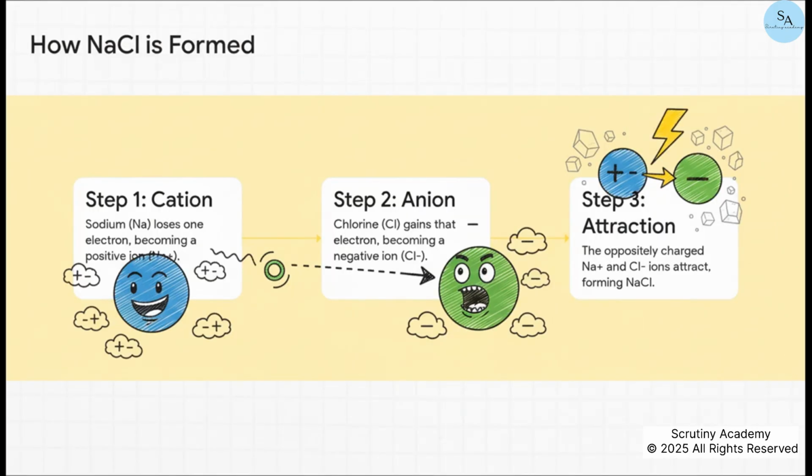And here's how it all goes down. Sodium gives away its electron, turning into a positive ion, Na+. Chlorine snatches it up, becoming a negative ion, Cl-. And just like that, boom, both atoms now have a stable octet. That powerful positive-negative attraction then snaps them together, forming sodium chloride, which you probably just know as table salt.